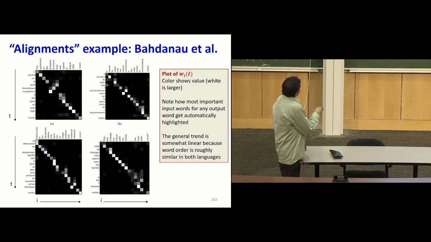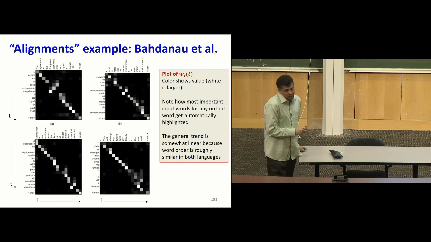So when producing the word European, which is the 7th word in the output sequence, it's actually focusing on the 5th word in the input. Also, when it's producing the word zone in French, which is the 5th word in the output sequence, it's actually focusing on the 7th word in the input.